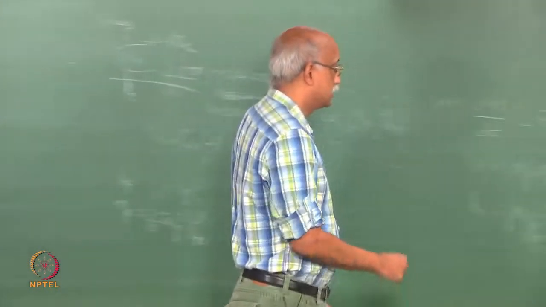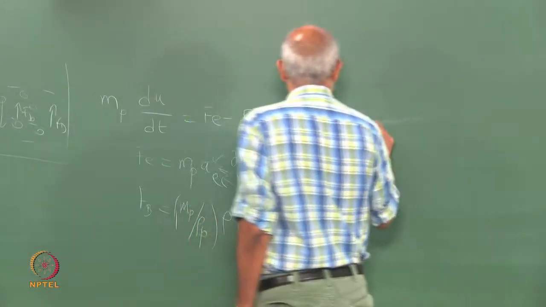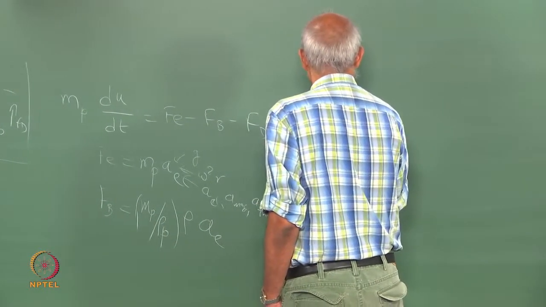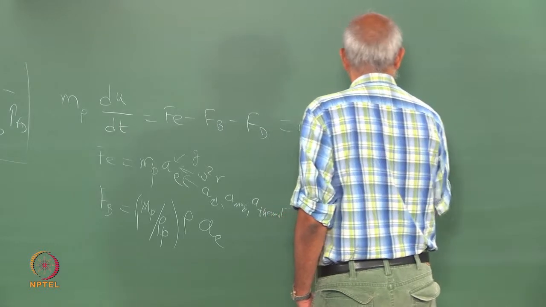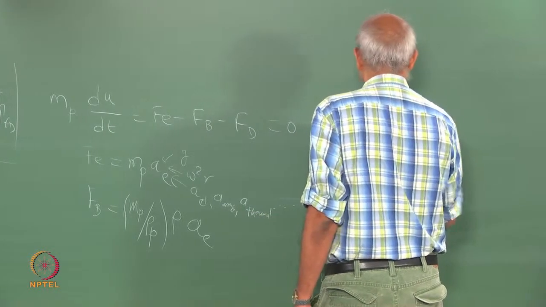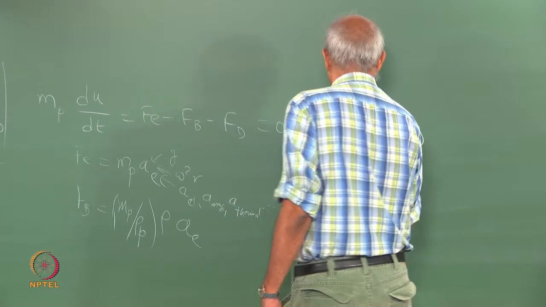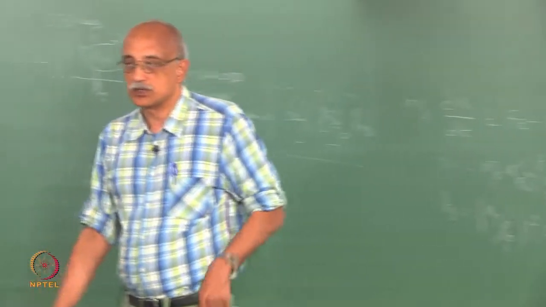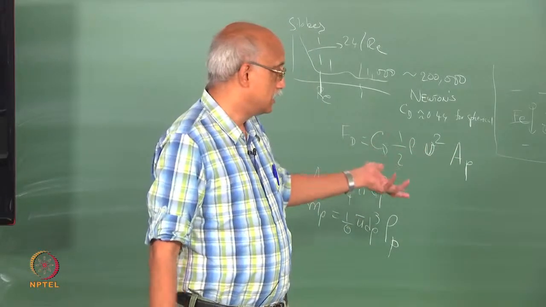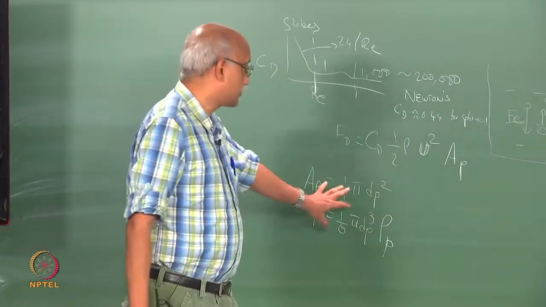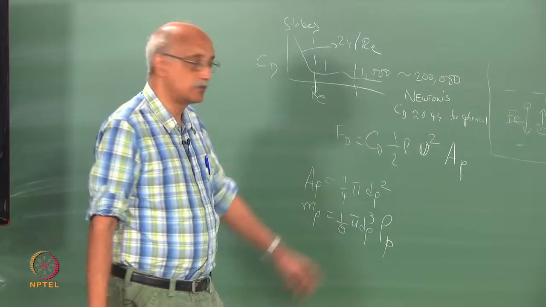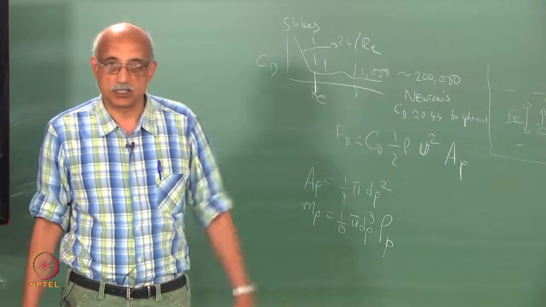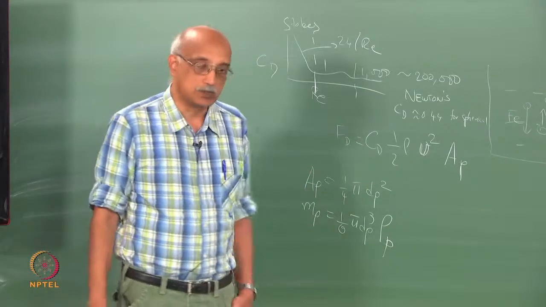Of course, this has to be equal to 0 when you reach terminal velocity conditions, and this gives you the terminal velocity ut. So you can get an expression for ut, for a perfectly spherical particle, in terms of dp and rho p parameters, again by substituting.